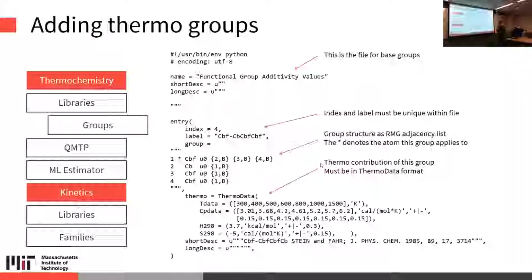So in this case, we would match to this group based on this atom rather than any of the other atoms. And then the other atoms sort of describe the environment around the main atom. And then you have a thermal data format contribution to the overall thermo.